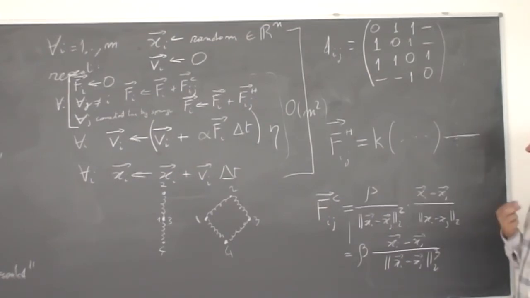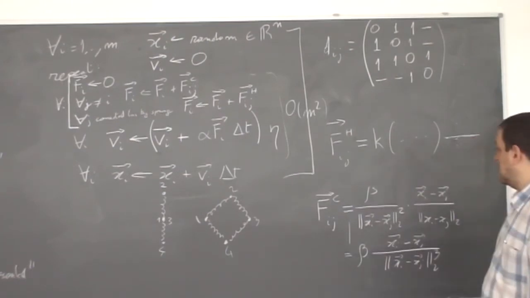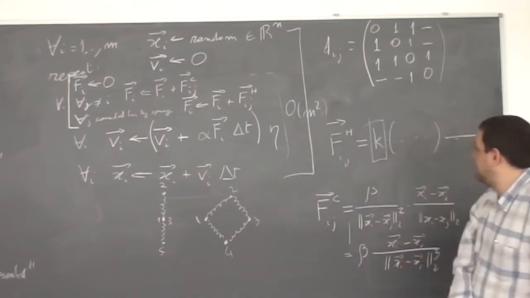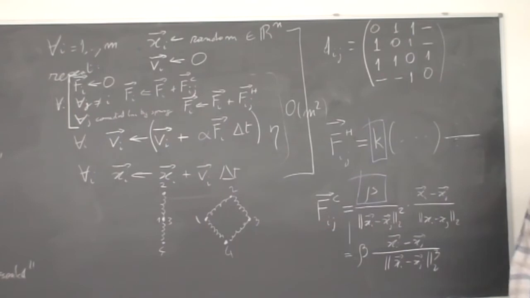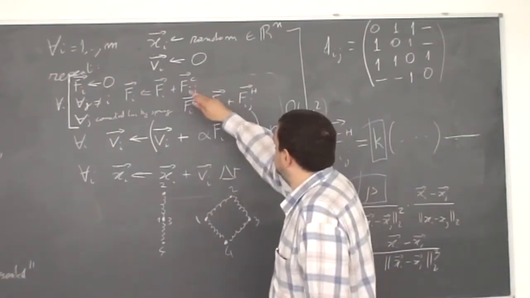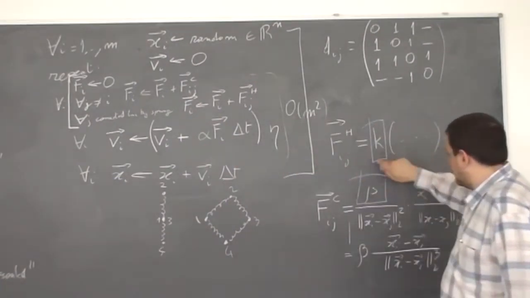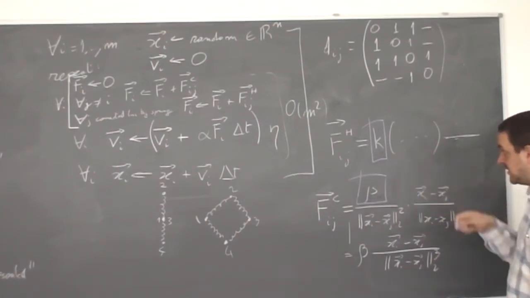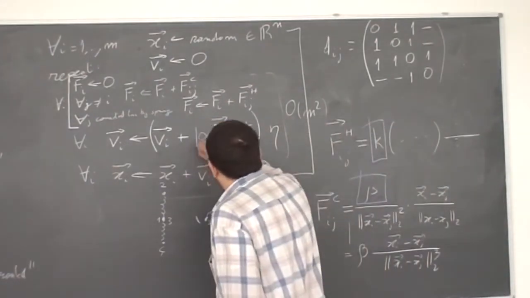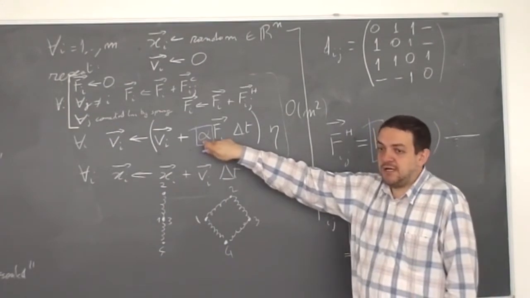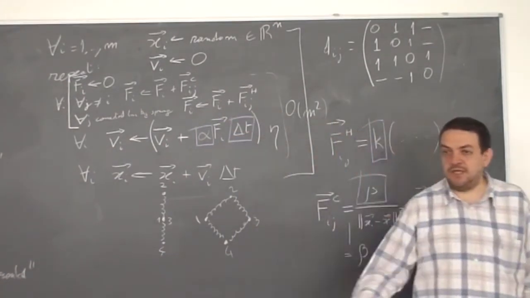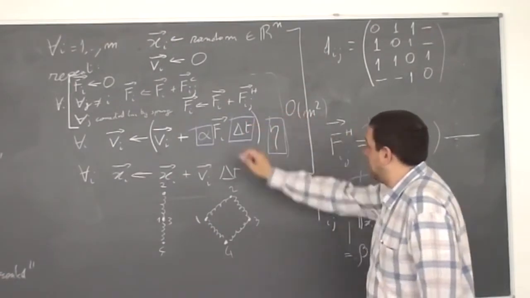Okay. Another problem of this algorithm is that it's full of parameters. You see, if you want to determine the forces, you need at least two parameters, k and beta, which are the Hooke's constant and the product of the charges of the two particles, if you want the physical equivalent. Then you have this alpha, which is the mass of each particle. Then you have the time increment and the viscosity of the system.